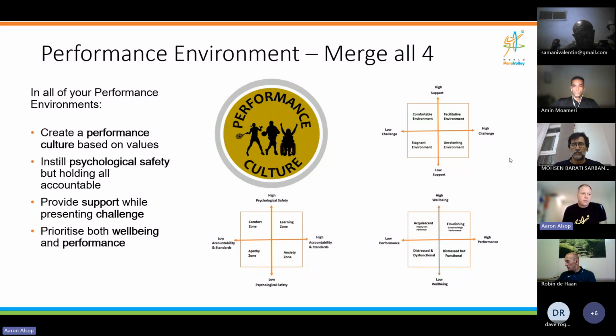But like we showed in the previous slide on well-being and high performance, the well-being of the individual does not need to be compromised in order to achieve those performances. So when we look at your performance environment, we really want to see that you merge all four areas. We want you to create the right culture based on values. We want you to think about the psychological safety and accountability of everyone within your environment. We want you to make sure you're building resilience through high challenge but high support. And we also want you to create an environment where both well-being and performance can be sustained and prioritized.